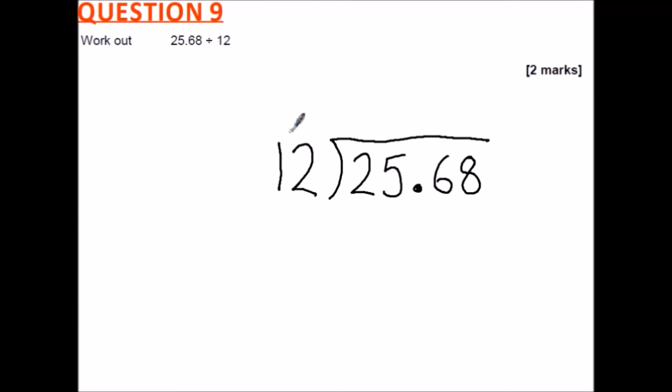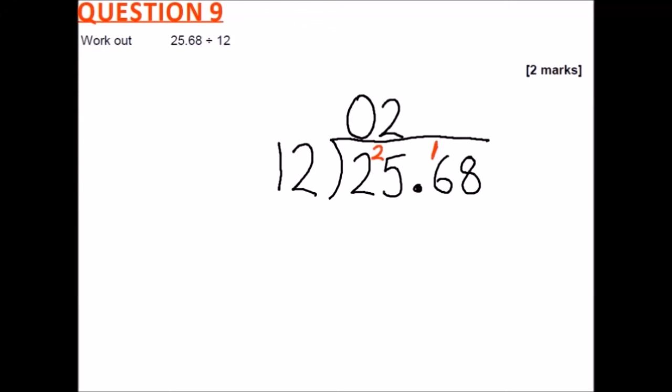We're trying to fit 12s on the inside. So for this one, how many 12s can we fit inside 2? The answer is we can't fit any. 12 is far too big. And so that 2 is left over. So this 5 now becomes 25. 12s into 25, we can fit 2. 2 times 12 would be 24. So what you'd have left is 1.